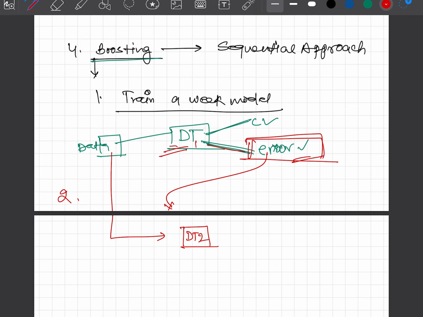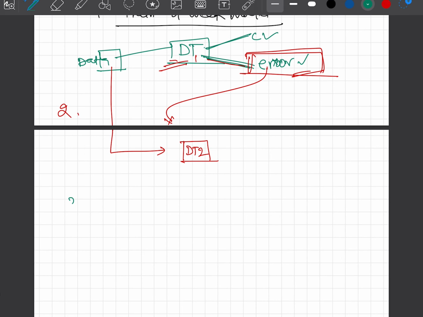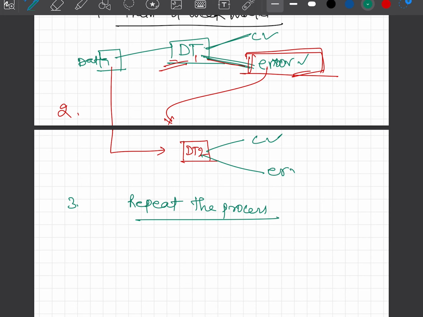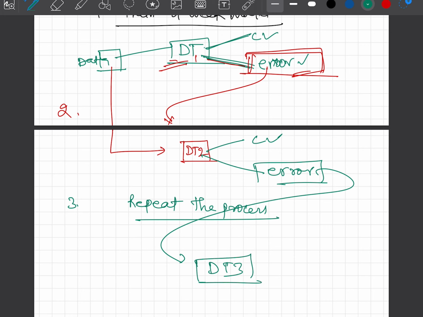Now we'll repeat the process. In step 3, we'll keep repeating this process. The third model is also trained on the data. It will also make a few correct predictions, but it will make some mistakes, so it will generate some errors. Now, in the case of the third model, it is trained to correct the mistakes made by model 2.